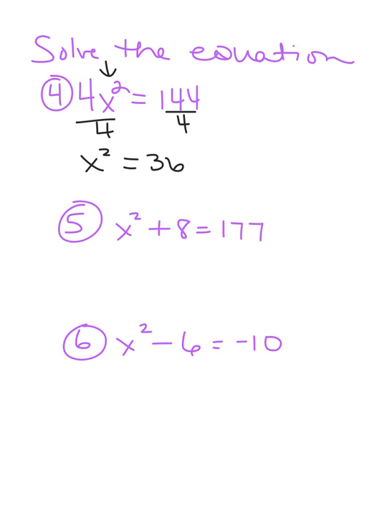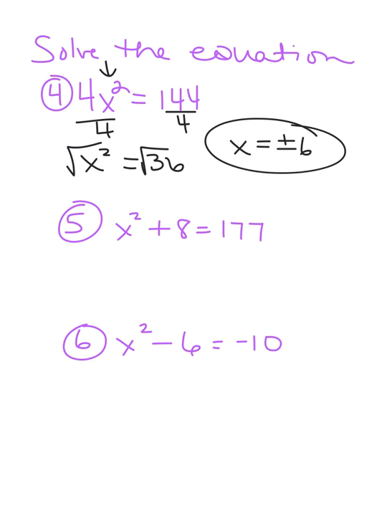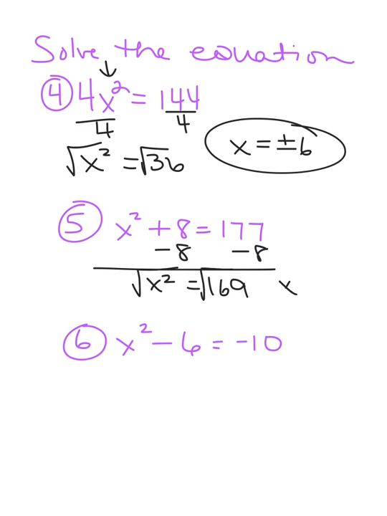Now that I have my variable isolated, I can finish it. I want to get rid of that square, take the square root of both sides, and I have x is equal to plus or minus 6. In number 5, I have x squared plus 8. So again, I need to do my opposite operation. I'm going to subtract 8 from either side, and I have x squared is equal to 169. Take the square root of both sides. I have x is equal to plus or minus 13.